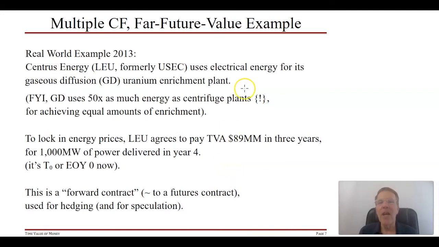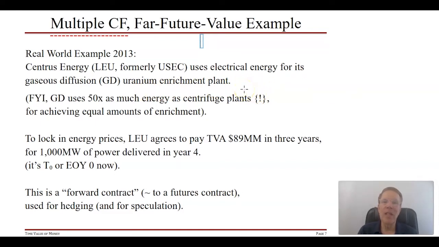All right. So now let's do an example where we have multiple cash flows. And this is actually an interesting real world example from around 2013, which was kind of a transformative time in the uranium industry in this country. So let's see what was going on. Centrus Energy, ticker symbol LEU, which was previously known as USEC, used electrical energy at the time for their gaseous diffusion uranium enrichment plant. So, okay, that's fine.